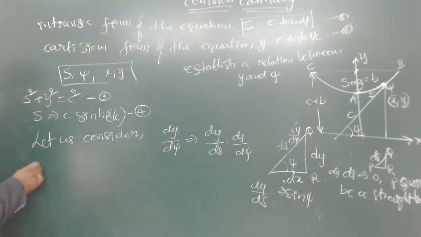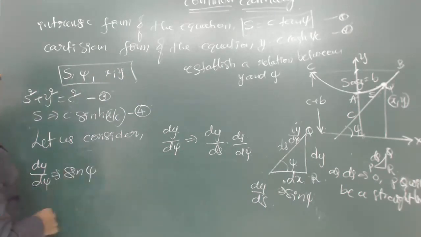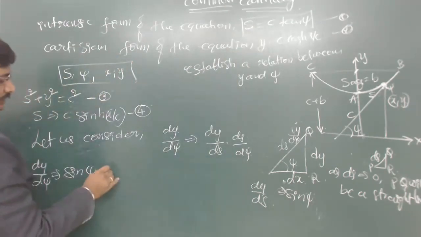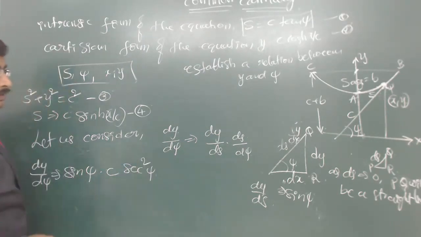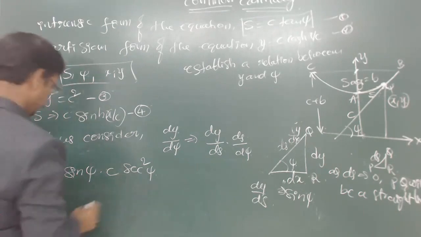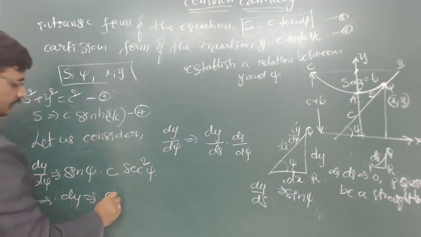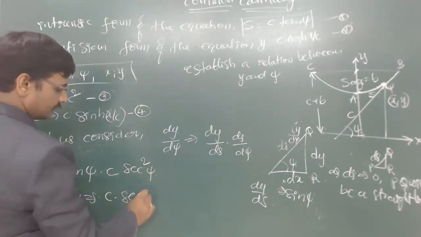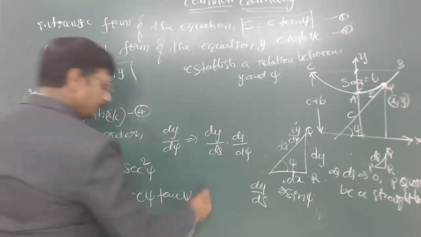So keeping that in mind, dy by d psi is equal to dy by ds, which is sin psi, times ds by d psi. The derivative of s with respect to psi is c into the derivative of tan psi, which is secant square psi. So dy is equal to c into sin psi divided by cos square psi, which is nothing but secant psi into tan psi, into d psi.